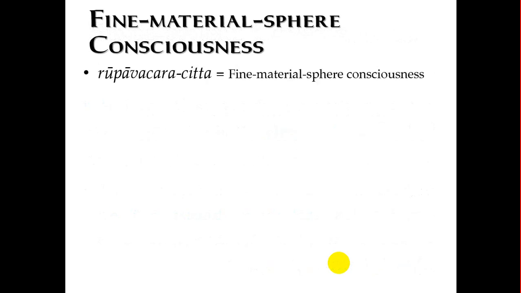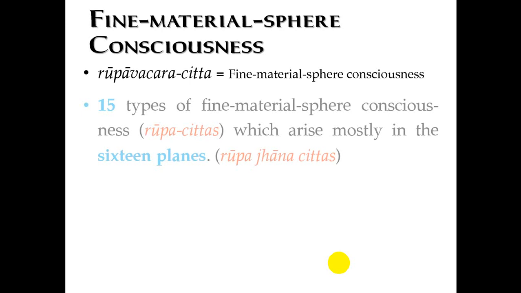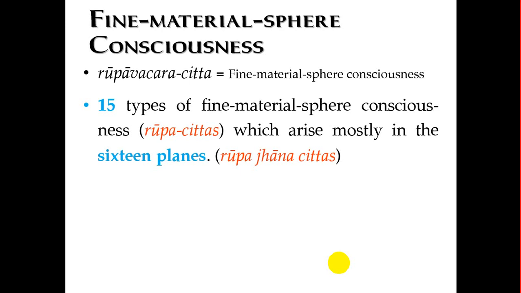So we have number two, fine material sphere consciousness, Rūpāvacara-citta. We have 15 types of fine material sphere consciousness, which arise mostly in the 16 planes. So we can call them Rūpa-jhāna-cittas. Rūpa represents the realm. Jhāna, if we translate it simply, is meditation.